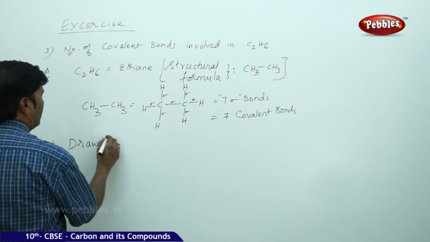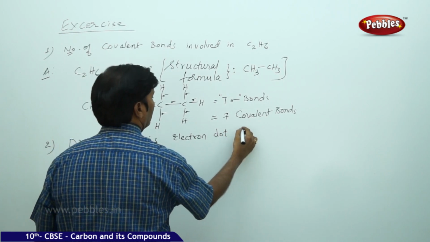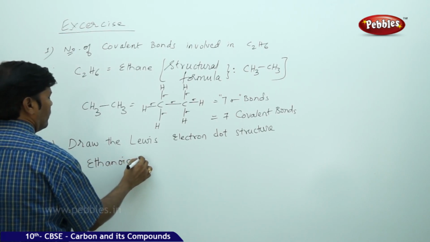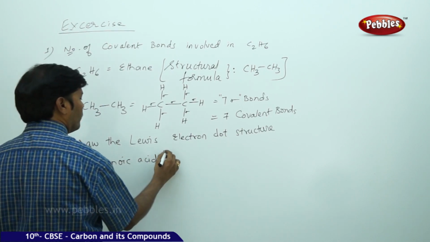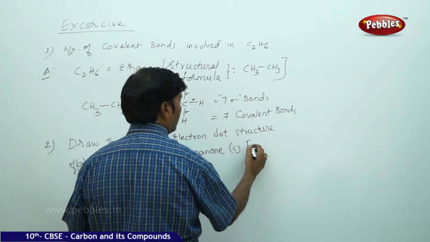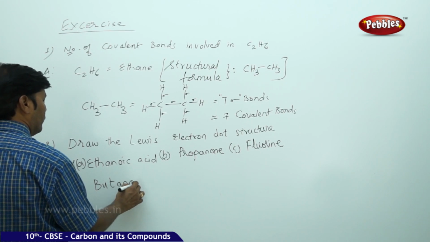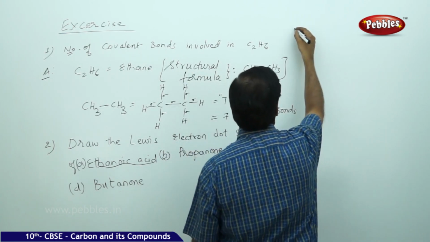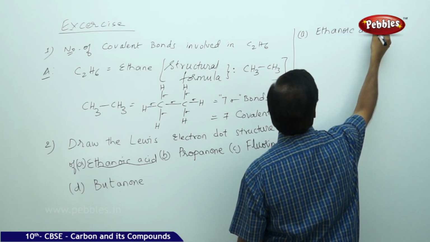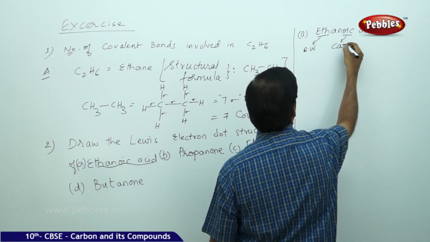Draw the Lewis electron dot structure of A, ethanoic acid, B, propanol, C, fluorine molecule, D, butanone. So if you go for ethanoic acid, first one, ethanoic acid, underline eth, underline oic. So it means root word, oic means carboxylic acid.